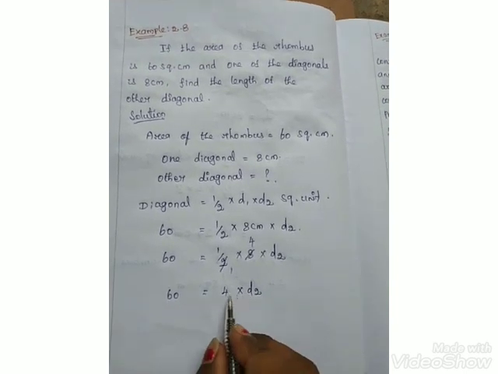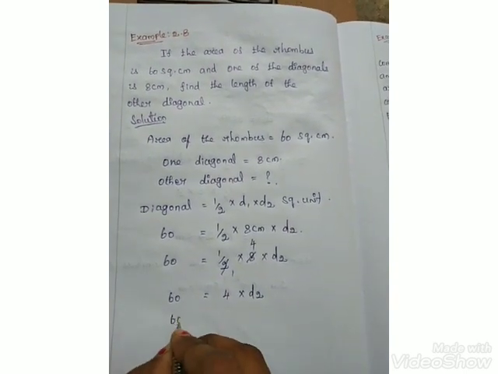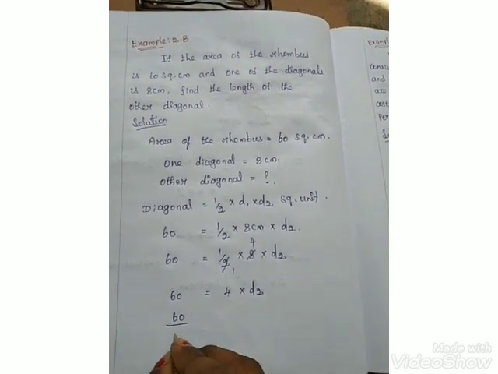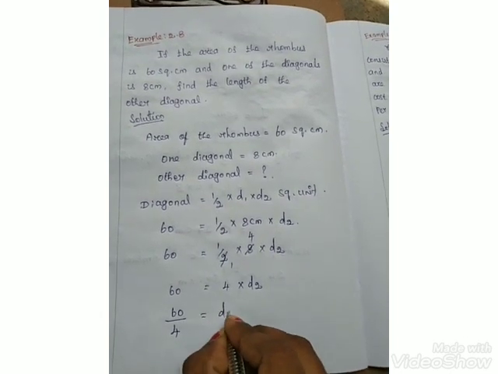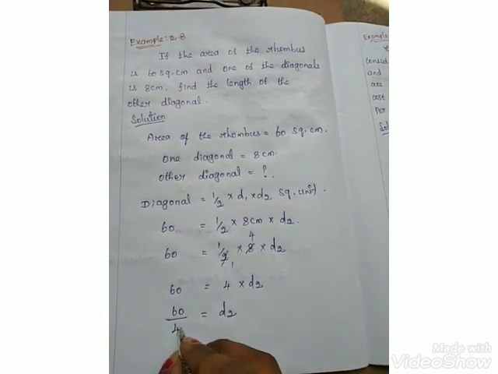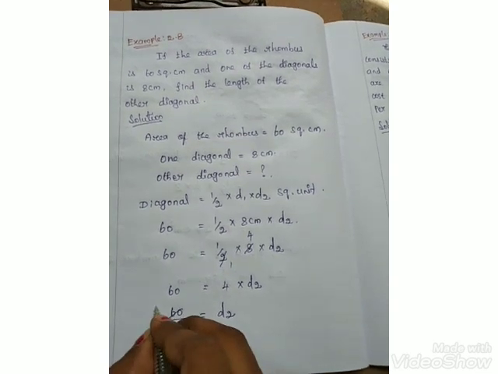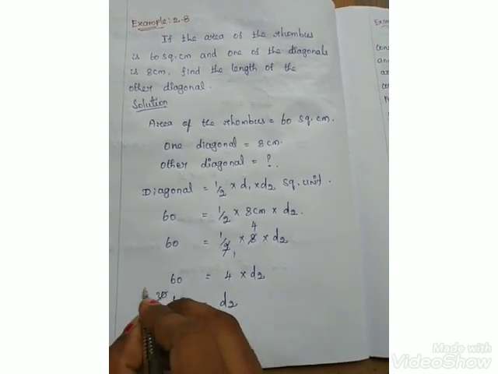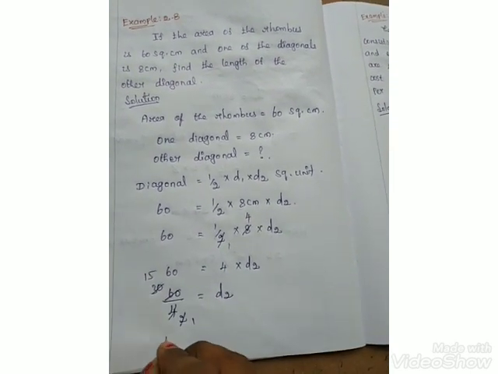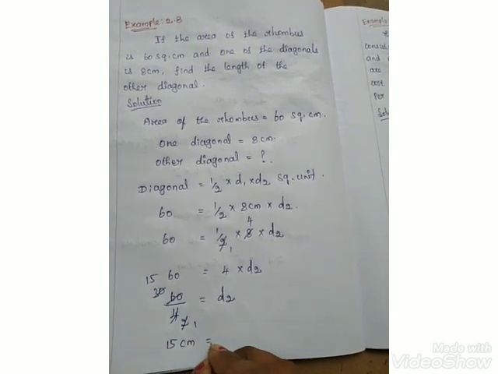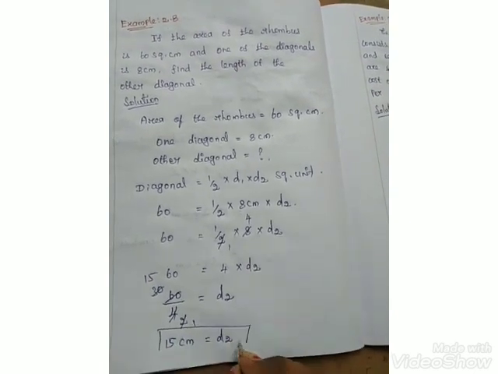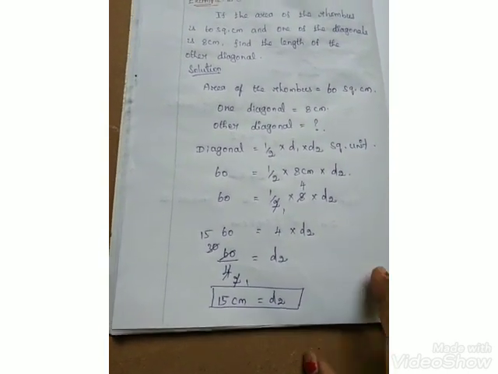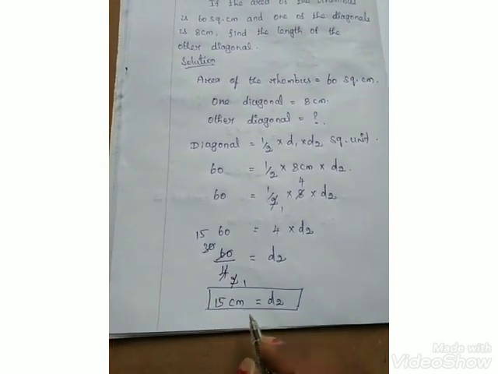Here both are multiplying, so take it to the opposite side. What was multiplication on the right side becomes division on the opposite side. Okay? 60 divided by 4 is equal to diagonal 2. So take the 2 table. 2 2s are 4, 3 2s are 6, this 0. Again cancel, 2 table. 1 2s are 2, 15 2s are 30. So 15 centimeter is equal to diagonal 2. So what is the other diagonal? The other diagonal is 15 centimeter. So the length of the other diagonal is 15 centimeter.